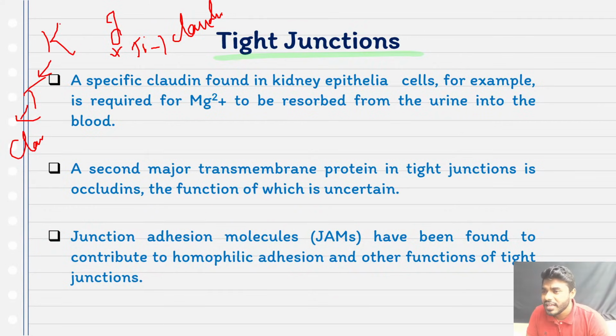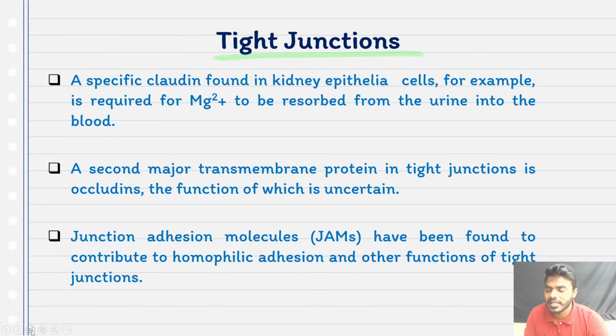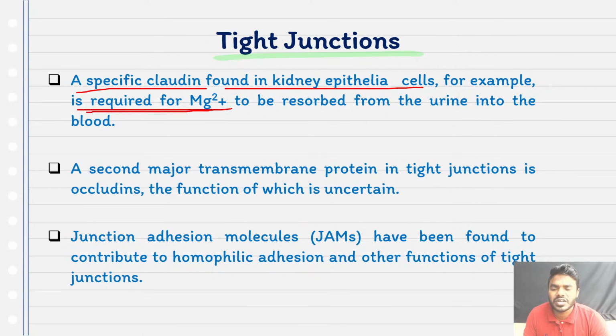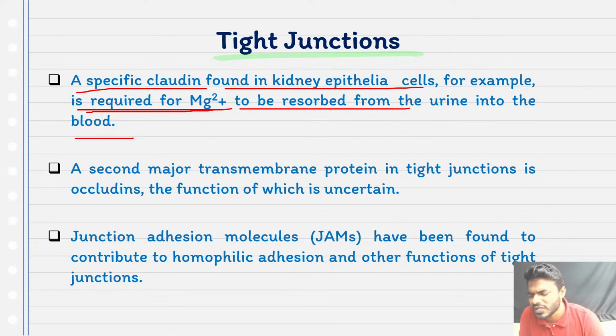So in kidney there is one specific claudin present. In the intestinal tight junction also there is another specific claudin present. Kindly do not get confused with that particular point. Listen friends, a specific claudin is found in the kidney epithelial cell. For example, magnesium is extremely important and it has to be reabsorbed from the urine into the blood. An example, all the students listen to me.